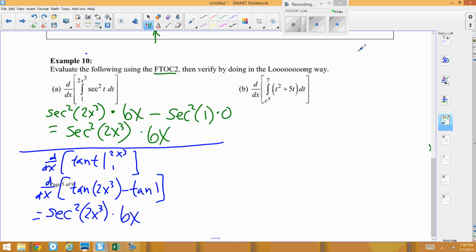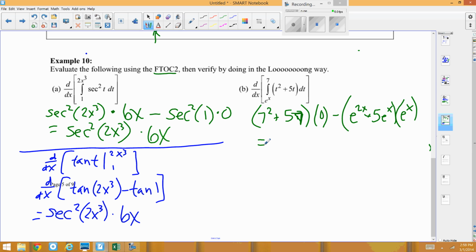So we just plug in the top one, 7 squared plus 5 times 7. Times the derivative of our top, which is 0. Minus, plug this in, e to the x squared, or e to the 2x, plus 5 e to the x, times the derivative of that bound, which is just e to the x.